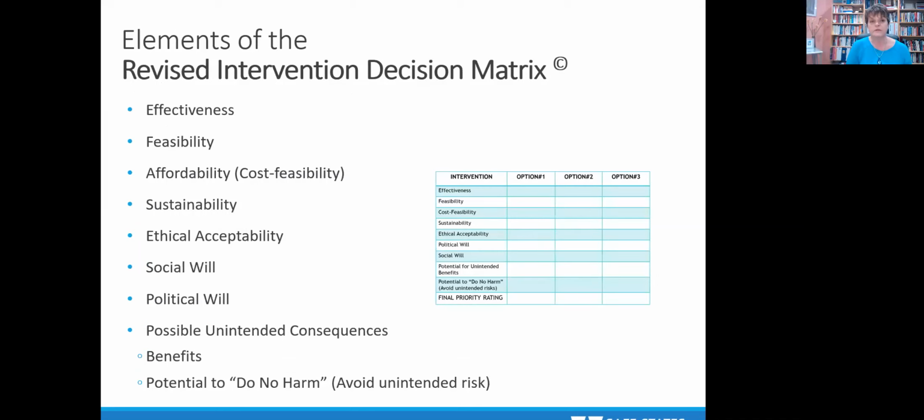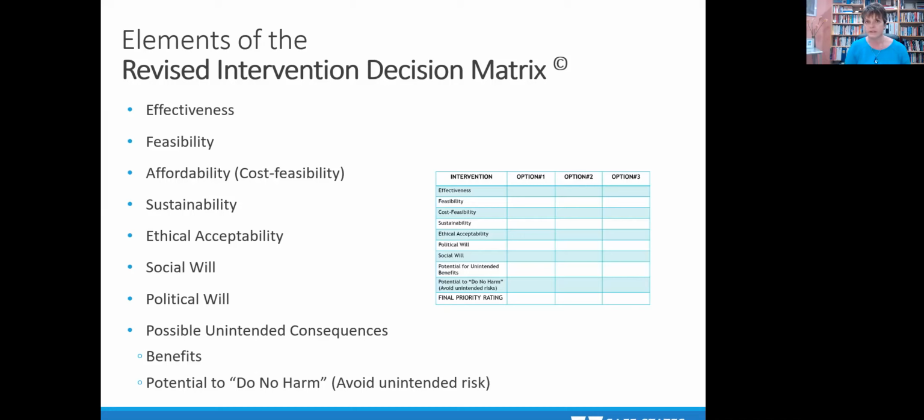Here are the elements of the revised intervention decision matrix. They are effectiveness. Is it going to work? Feasibility means, does the technology or the skill or the strategy exist? So it's no, there are ways to get it done. Is it cost feasible? And cost feasibility is worded this way because if it's cost feasible, it's high priority. And we want everything to track on the high, medium, low. We want them all to track in the same direction.